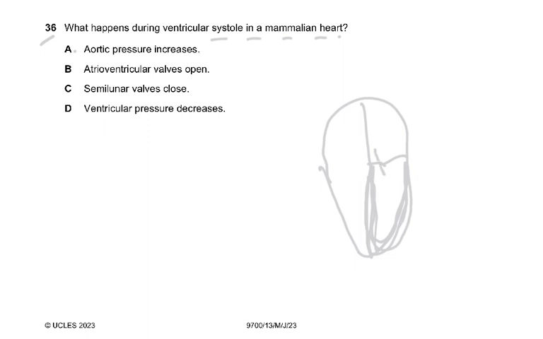Semilunar valves will open because blood will go into the aorta or the pulmonary artery. And the ventricular pressure will increase, in fact. So aortic pressure will increase because the blood will flow into the aorta. So that's why the answer is A, because this is the aorta coming out of the left side.